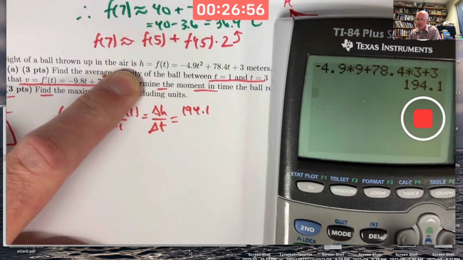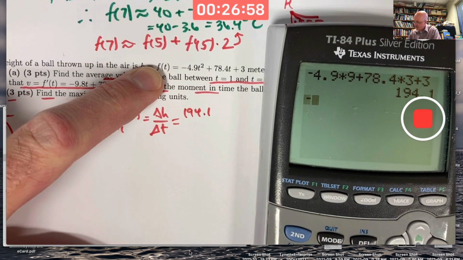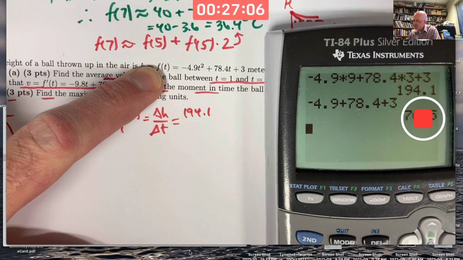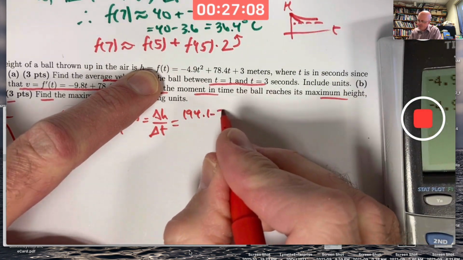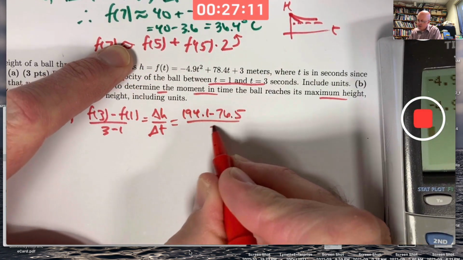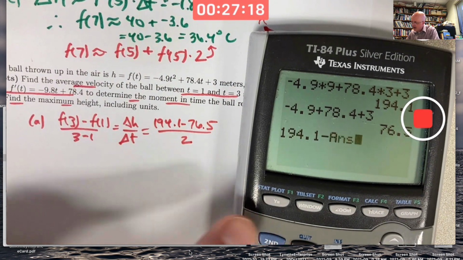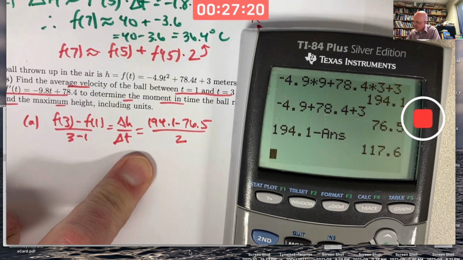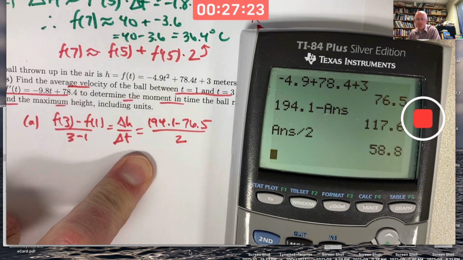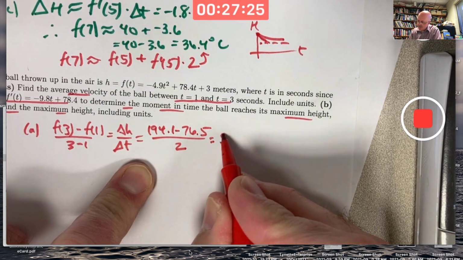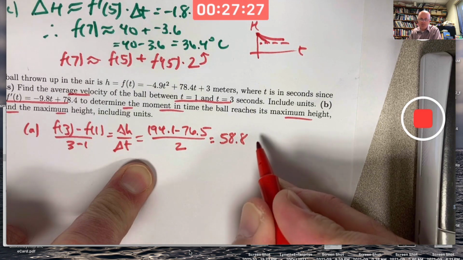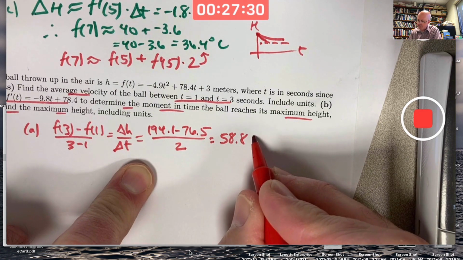F of 1, plug in 1, is going to be negative 4.9 times 1 squared plus 78.4 times 1 plus 3, 76.5. 3 minus 1 is 2. 194.1 minus 76.5 is 117.6, divided by 2 gives me 58.8 for your average velocity from time 1 to time 3. The units would be meters per second.